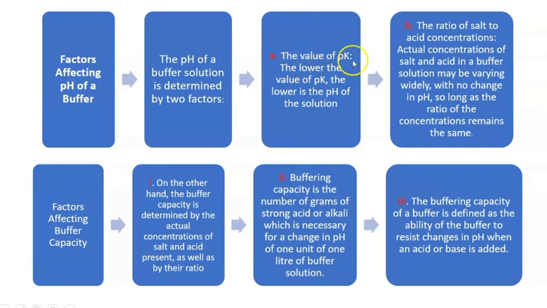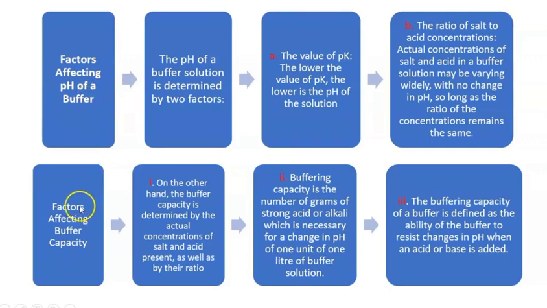So that's what we are talking about: the value of pK is a factor affecting the pH of a buffer. The lower the value of pK, the lower the value of pH. And B, the ratio of the salt to acid concentration will also affect the pH of a buffer.